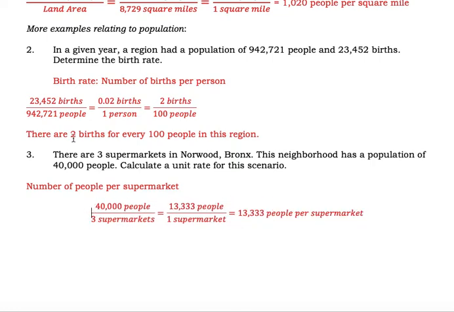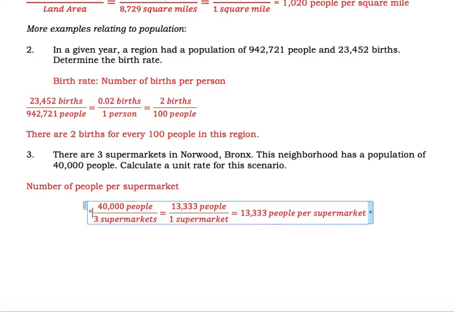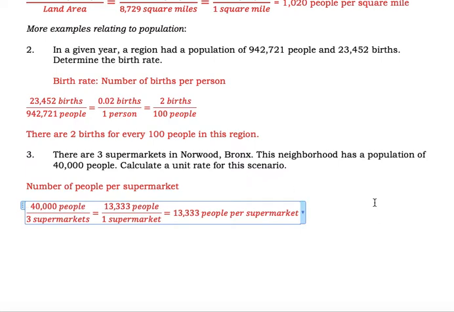This makes a lot more sense because it's basically telling me there are not enough supermarkets in this neighborhood. This is a lot of people for one supermarket to have to serve. 13,333 people are all expected to shop from the same supermarket. So this is useful because this might tell the politicians in this neighborhood that they need to create initiatives to construct more supermarkets in this region.